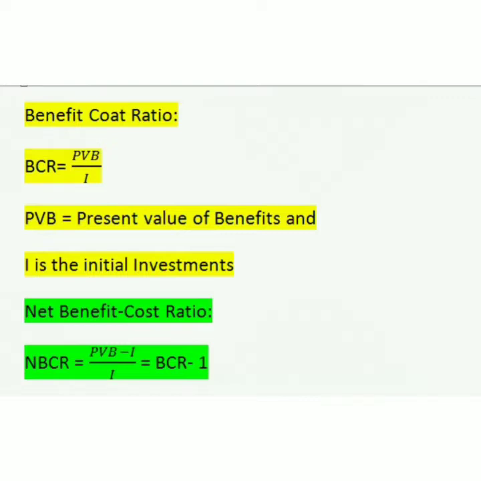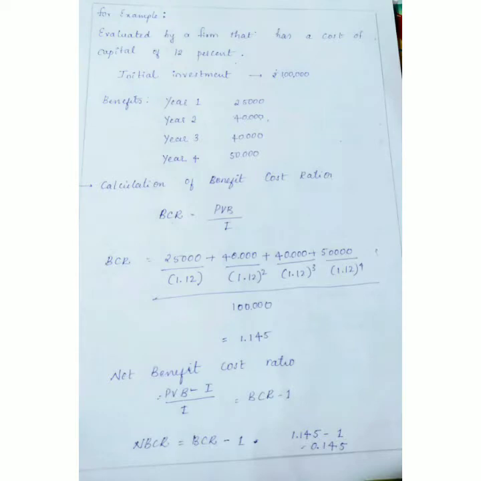To understand this formula, we will solve a problem. The question is: a project is evaluated by a firm that has a cost of capital of 12%. The initial investment is 1 lakh. Benefits for 4 years are 25,000, 40,000, 40,000 and 50,000. We already know the formula of benefit cost ratio is present value of benefit divided by initial investment.